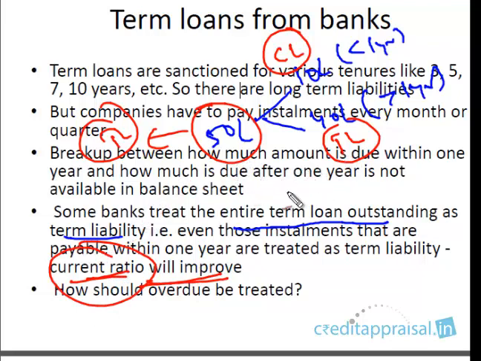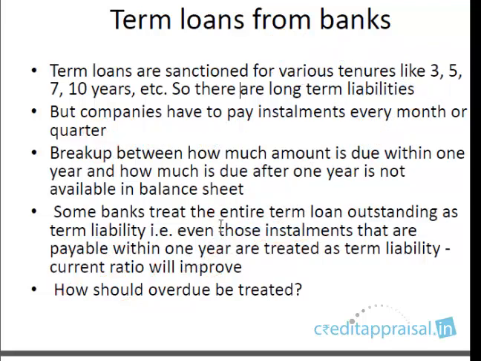Usually the correct practice is to split the outstanding into some portion current liability and some portion term liability based on the repayment: how much portion is due within 1 year, and how much is due beyond 1 year. But some banks treat the entire term loan outstanding as term liability. That is something you have to remember, and it benefits the customers because the current ratio will improve.